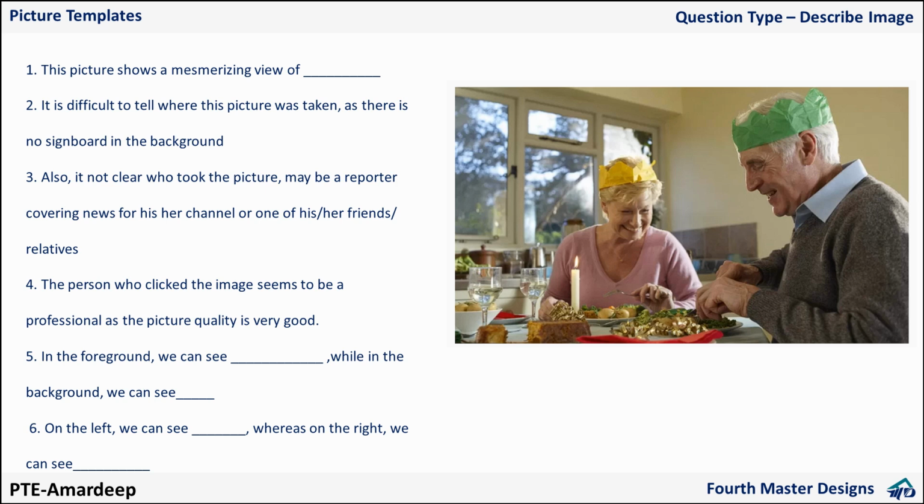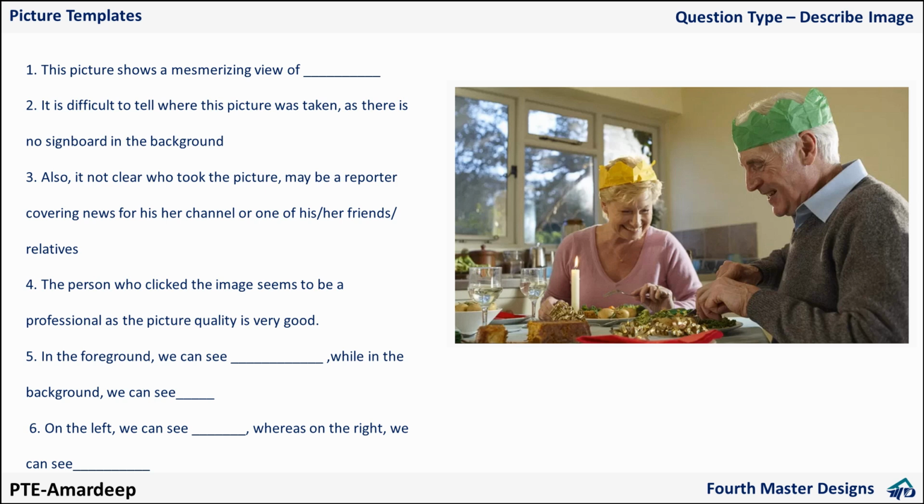Start. The picture shows a mesmerizing view of a couple enjoying their day out or enjoying their birthday celebration. It is difficult to tell where this picture was taken as there is no signboard in the background, but I think it was taken in England. Also, it is not clear who took the picture. Maybe one of their relatives or friends, or maybe one of their children.